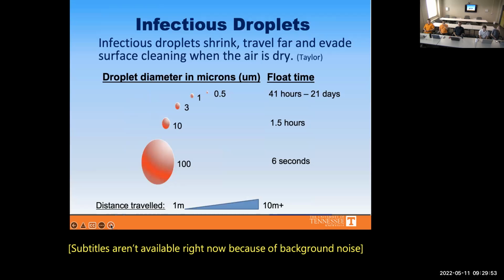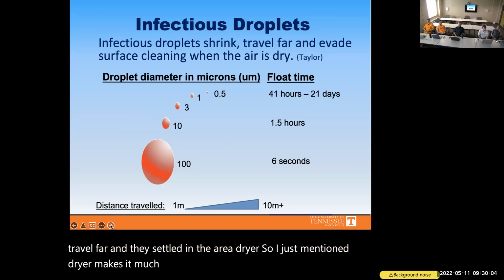And lastly, infectious droplets. In regards to droplets, they shrink, travel far, and evade surface cleaning when the air is drier. As I just mentioned, drier air makes it much harder to combat viruses. And as our time and distance increases, we can see that the droplet diameter becomes much less.